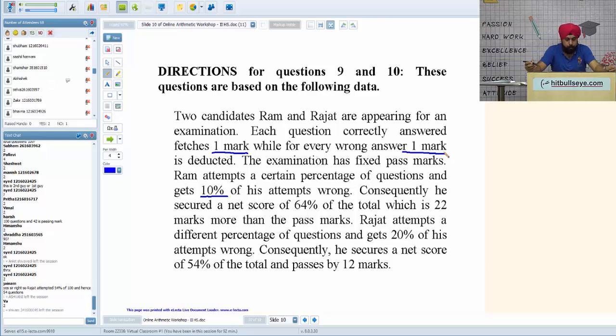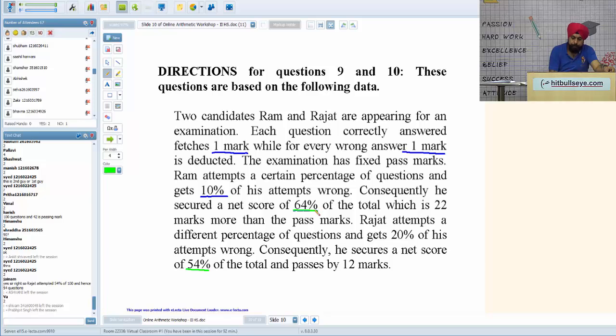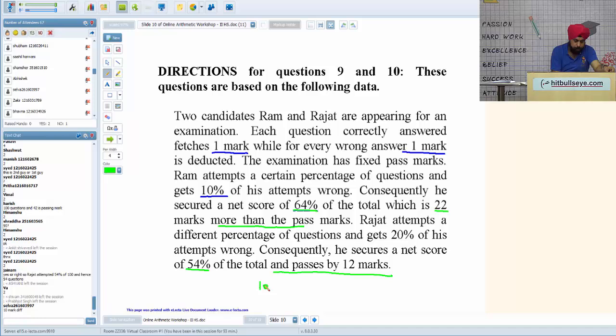And second point, students, just see, one person scores 64%, another scores 54%. So in terms of percentage, there is a difference of 10, and one gets 22 marks more than the pass and another gets 12 marks more than the passing marks. So this means, as per the question, 10% of the marks is 10. So the marks are 100 only. So that is the first thing that you can get to know.